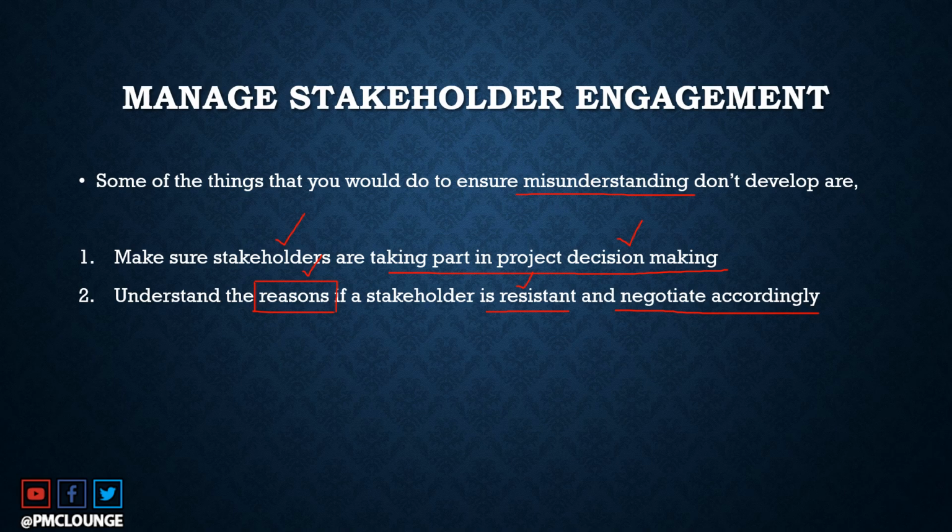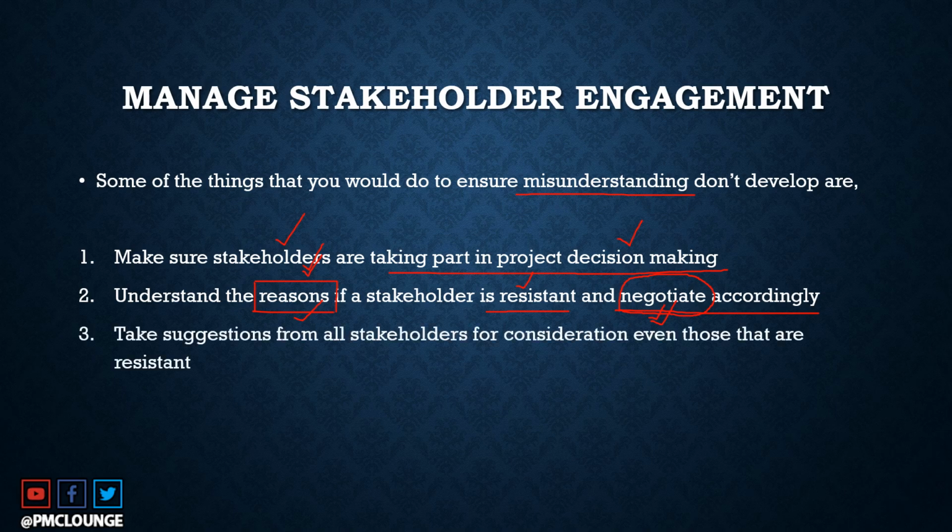Now, once you understand the reasons, the next part is to negotiate with them accordingly. Negotiation is also something that we have talked about earlier. Negotiation means making sure that you create a win-win scenario. So you understand their reasons why they behave in a certain way, and then you negotiate with them. That means you create a win-win scenario so that these stakeholders feel more comfortable and possibly turn from resistant stakeholders to supportive stakeholders.